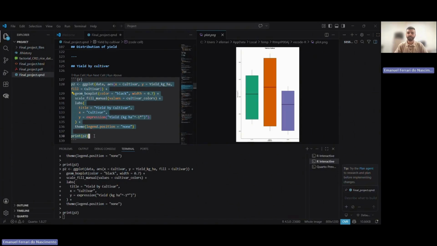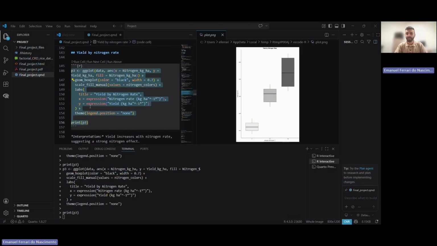This box plot here compares the yield by cultivar, and we can see differences in yield among those cultivars, indicating a potential effect of cultivar on yield. In this case, we can see that the cultivar Diamond, represented by the orange bar here, had on average the highest yield, while the cultivar Ozark, represented by the purple bar, had on average the lowest yield.